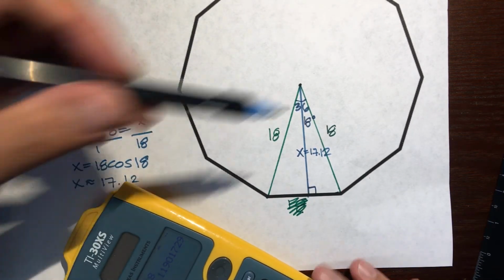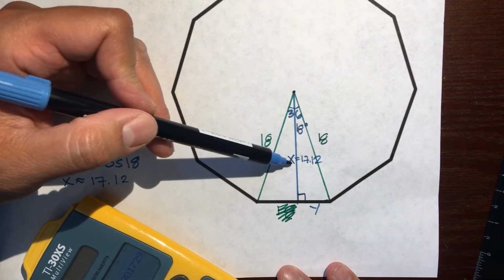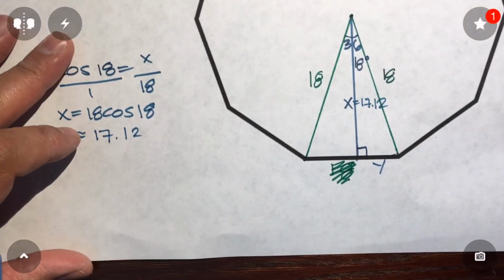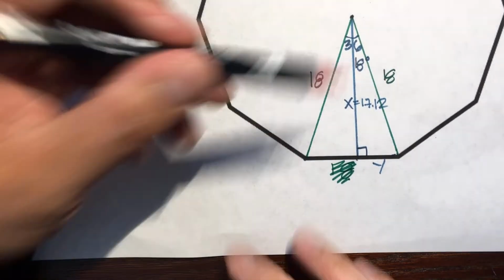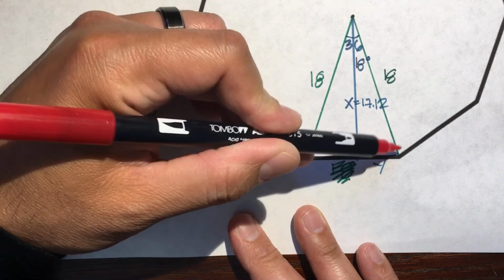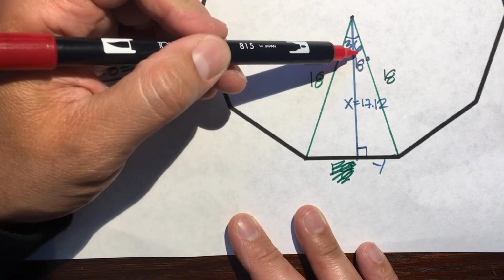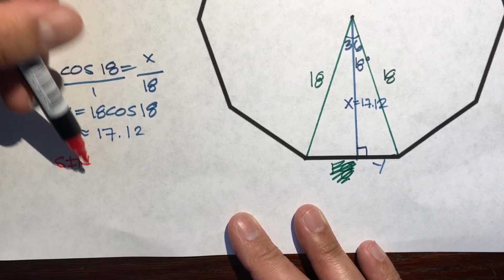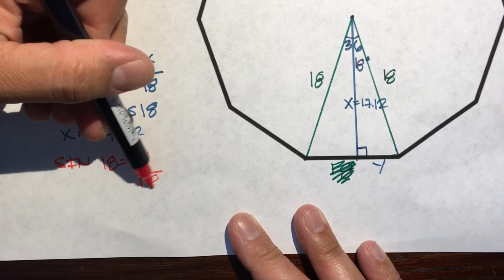Okay, so we have some options. I'm going to call this y. I'm still going to use this 18, but you can use this adjacent if you want. I'm going to use this y and 18. All right, and so let me grab another color. We have 18 degrees, the opposite of 18 is y, and here's the hypotenuse. Remember, we're focusing on this one triangle right here, and this is the hypotenuse. So opposite over hypotenuse would be sine. Sine of 18 is equal to y over 18.